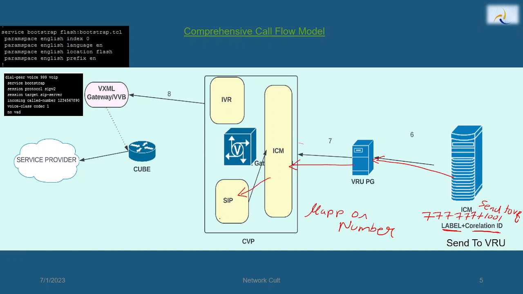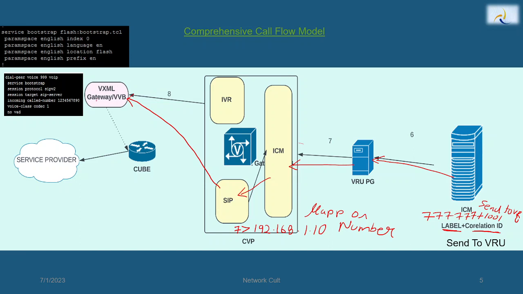In the SIP subsystem, we would have configured the SIP static routes something like this, where I say if a call is coming from 7 followed by any number, that's a wildcard, which means any number followed by 7, it should go to the VXML gateway, and the VXML gateway IP is 192.168.1.10. With this static route, the call will be given to the VXML gateway.